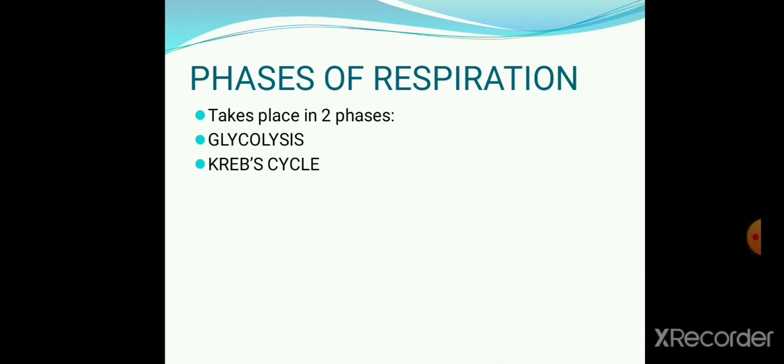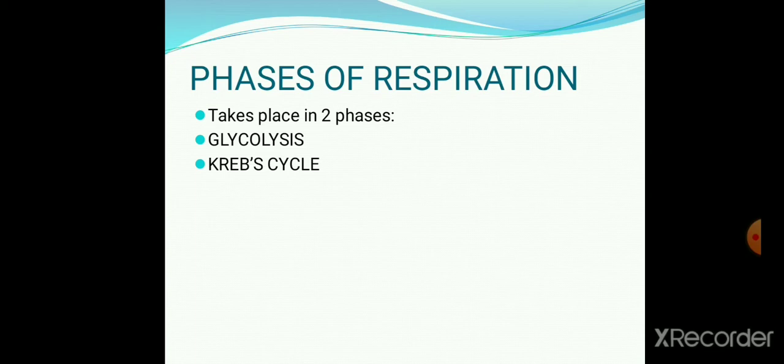Respiration takes place in two phases, glycolysis and Krebs cycle. Let's see what is glycolysis. Glycolysis means breakdown of glucose, which takes place in the cytoplasm of the cell. At the end of glycolysis, pyruvic acid is formed and two molecules of ATP are also released. The pyruvic acid enters into the second phase called the Krebs cycle.